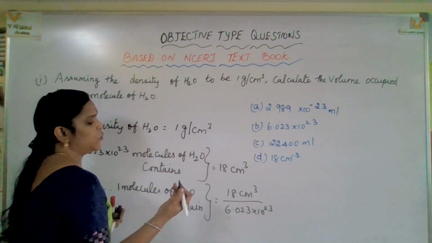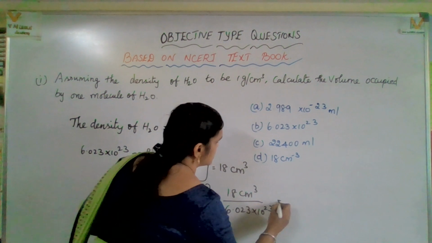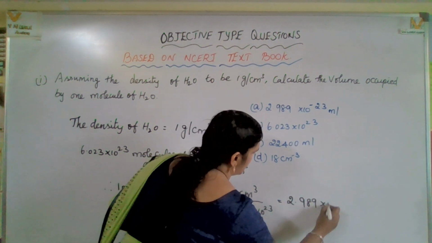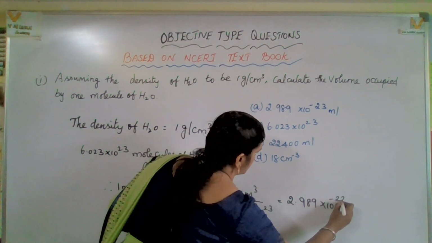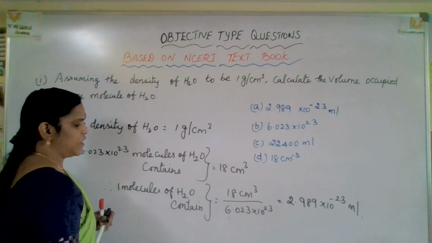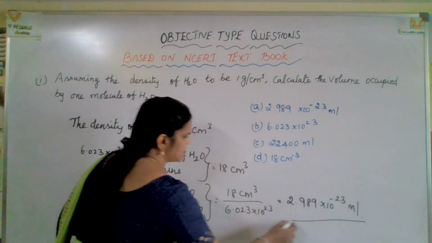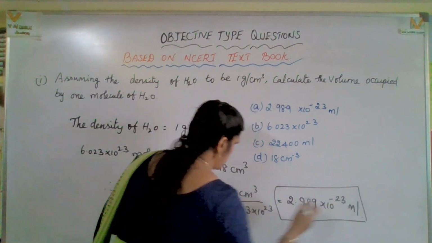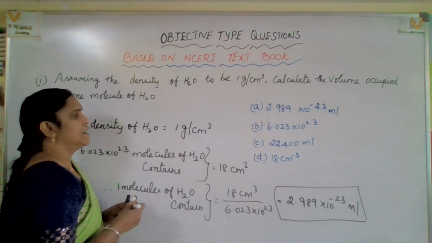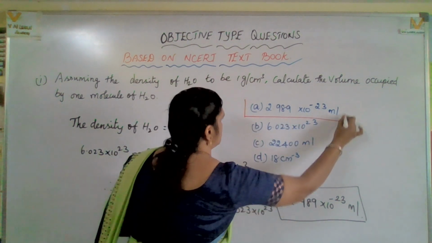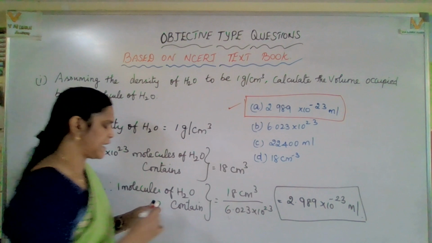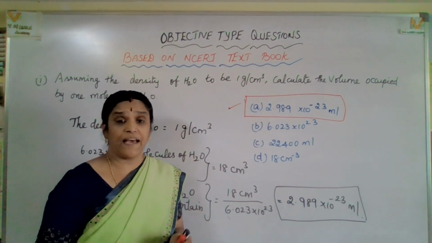What is the answer? You will get 2.989 into 10 to the power of minus 23 ml. Yes, volume only. So you will get this answer. Which option is the correct option? Option A, which matches the answer. So option A is the correct answer. Hope you got a clear idea.